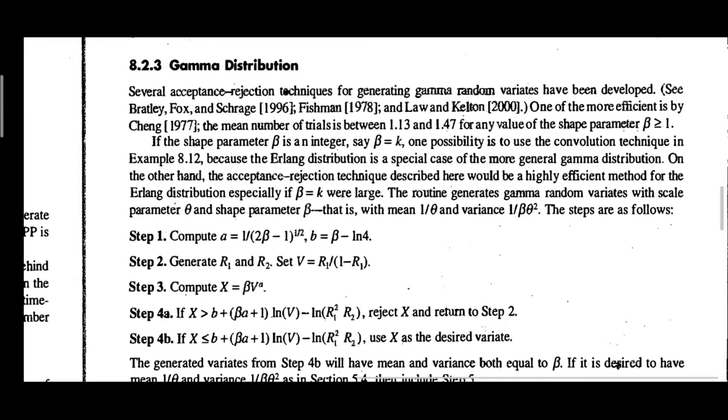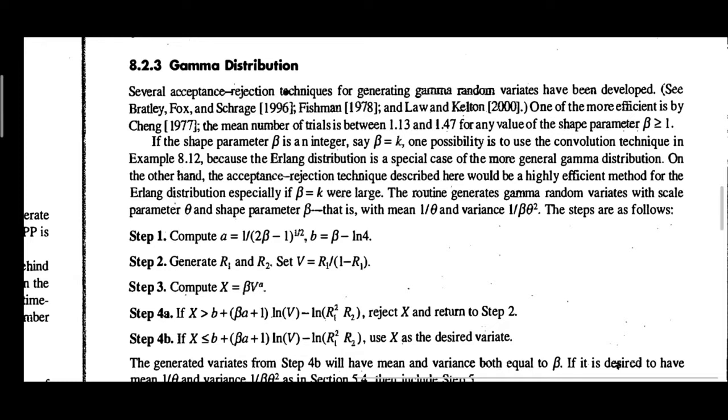Once again I'll discuss that example, because the Erlang distribution is a special case of the more general gamma distribution. On the other hand, the acceptance rejection technique described here would be a highly efficient method for the Erlang distribution, especially if beta is equal to that integer value k.